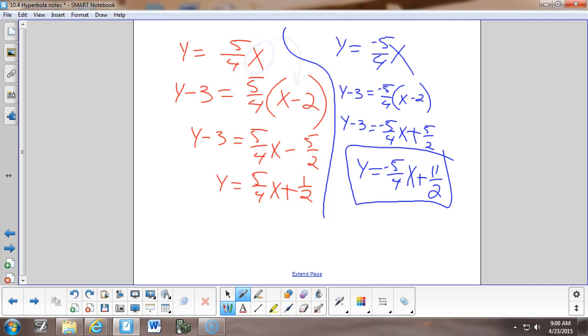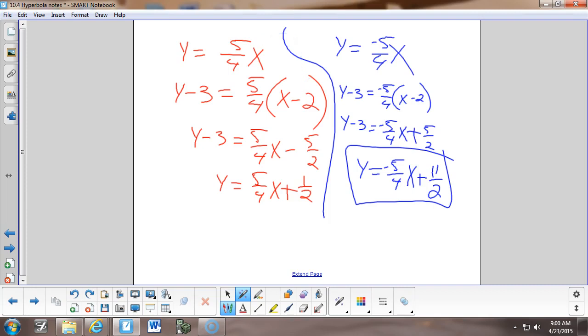It says x minus 2 in parentheses, right? Not just x. It says x minus 2. So on this equation, I'm going to take out the x and put in x minus 2, the exact same one that the original equation has. So what that does is shift my graph to the right 2 units.